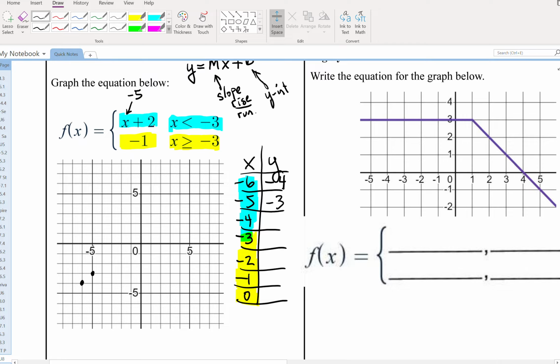-4. If I change this to -4, -4 plus 2 would be -2. At -4, down, -2. At -3, -3 plus 2 would be -1. So here, -3, 1, 2, 3, down 1. And so I can see what's happening over here.